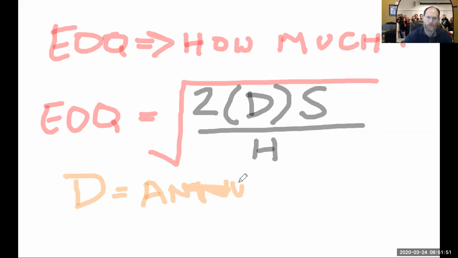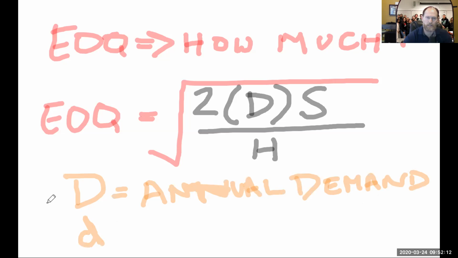Pen getting kind of out of whack there, sorry. That's how much demand we incur for that item within a year. Now we're also going to see little d, and you've got to distinguish this in the context of a problem.